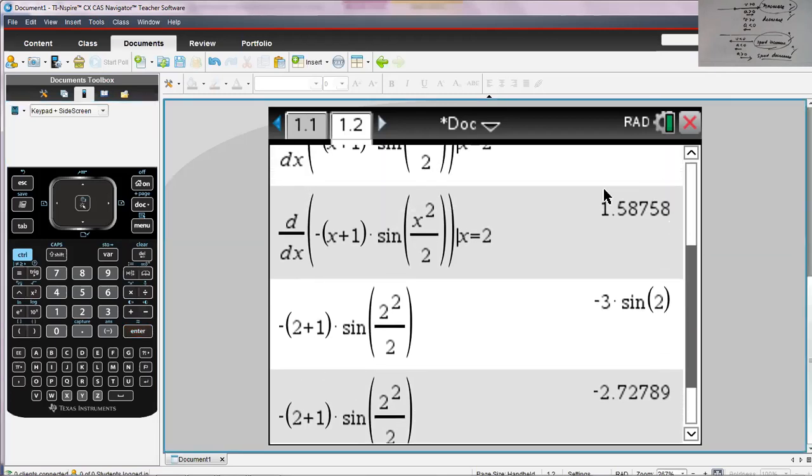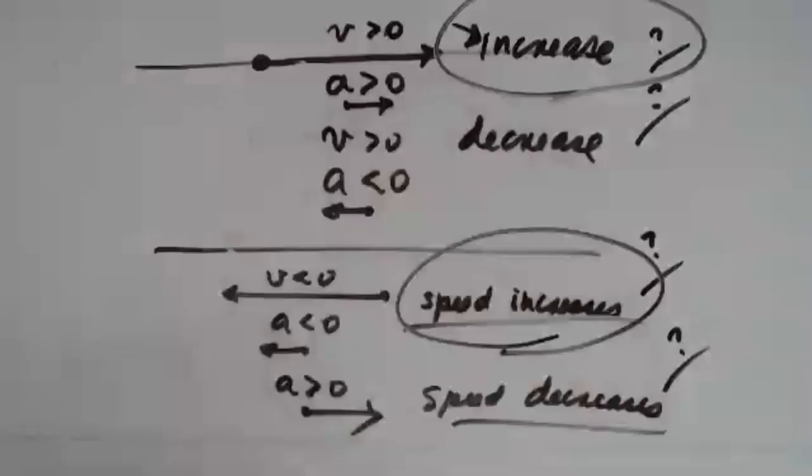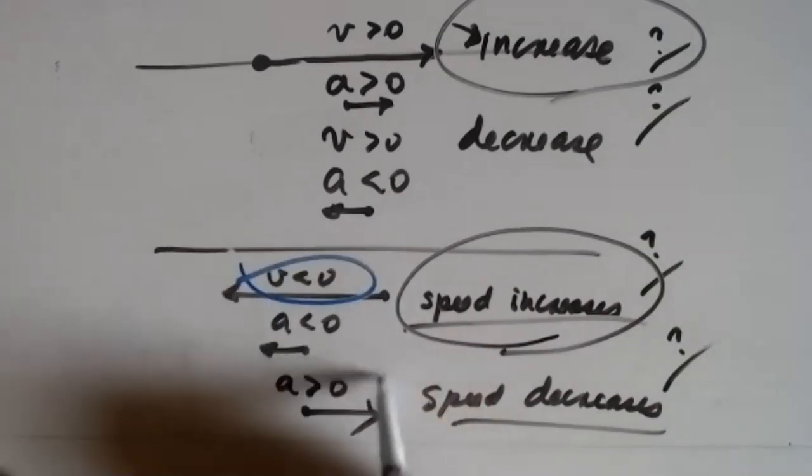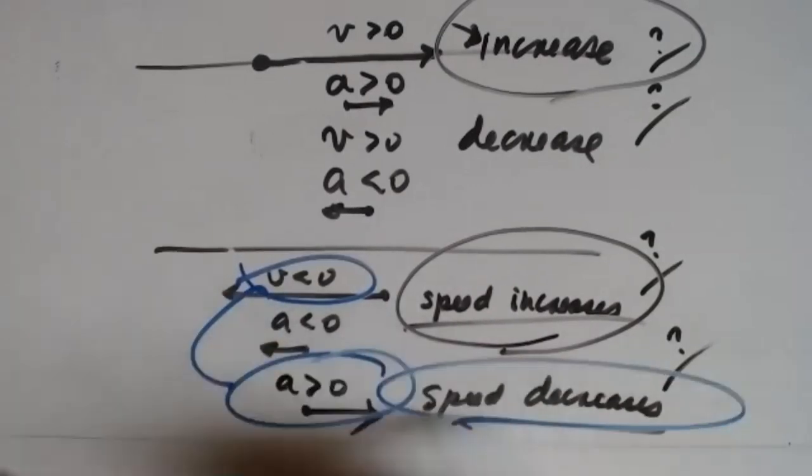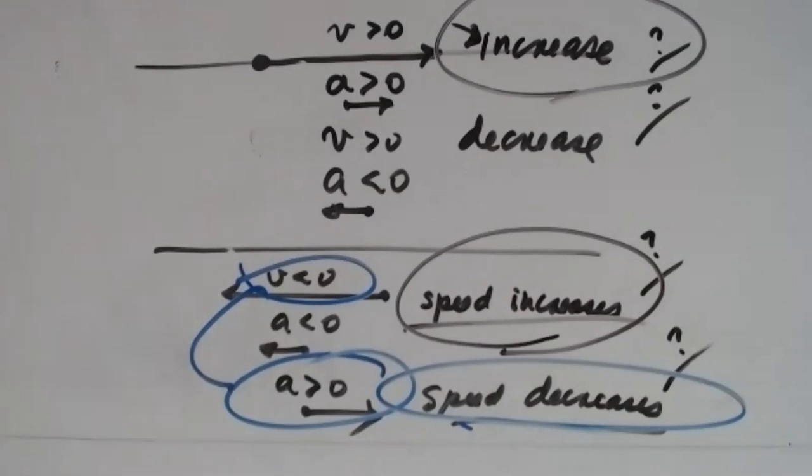Now, acceleration positive, velocity negative. Conclusion. The speed is increasing or decreasing? Nobody? So what case do we have in this case? We have velocity negative and acceleration positive. So what is going to happen? Decrease. The speed decreases.